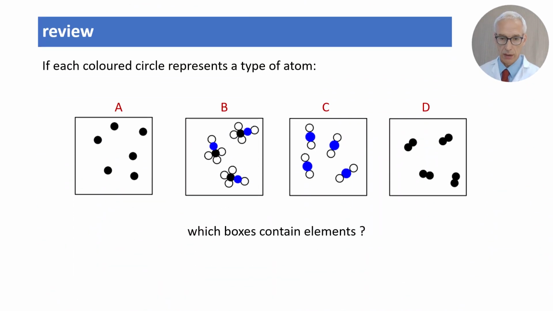So here are a couple of review problems. Here is the first one. If each coloured circle represents a type of atom, which box contains elements? Stop the lesson, take your time, pick out the elements. Okay, so to talk you through it, there's only one type of atom present in A, and D, although the atoms are combined into a molecule, there's only one type of atom, so D is also an element. C has more than one type of atom combined, as does B.